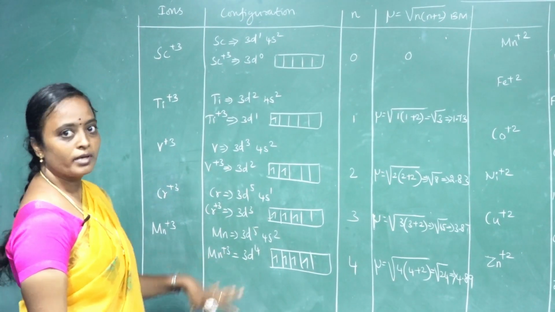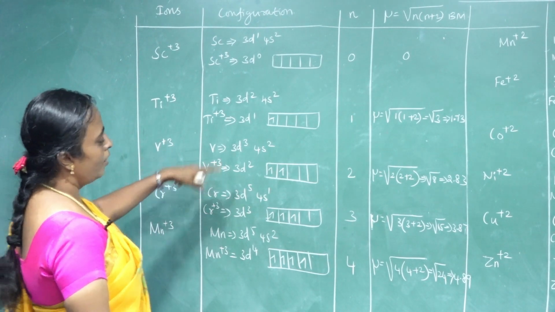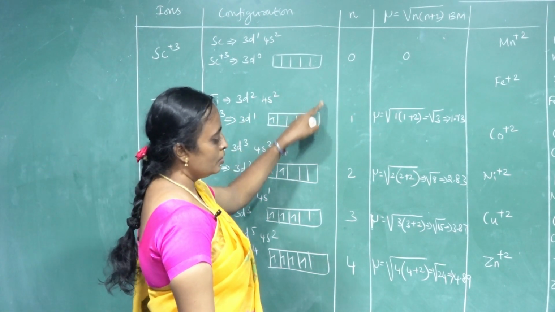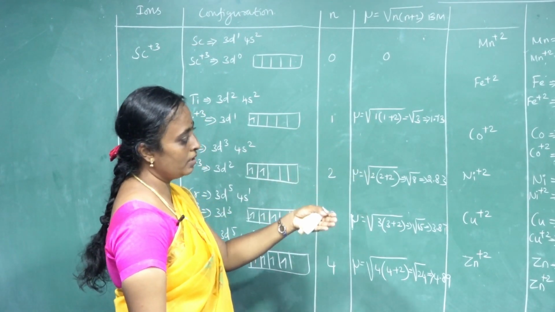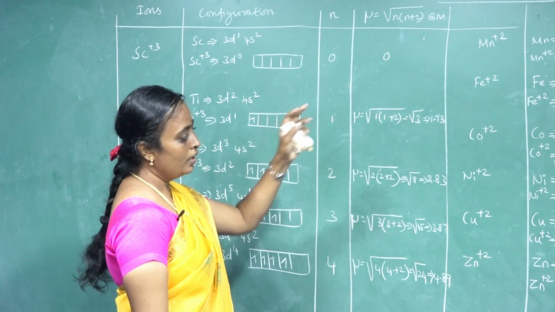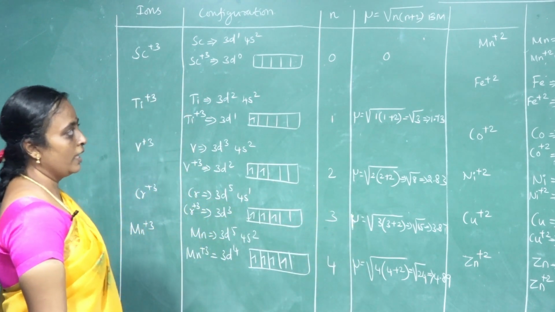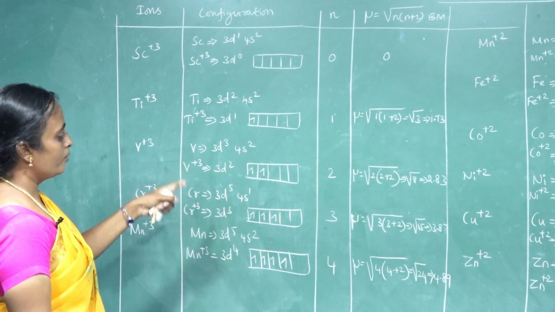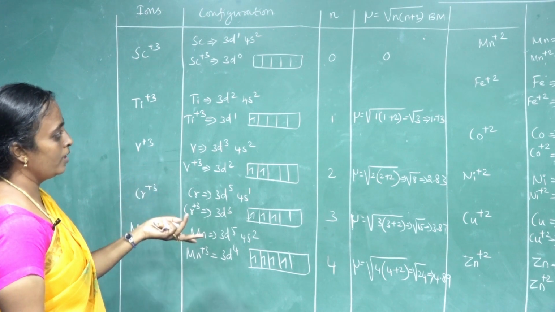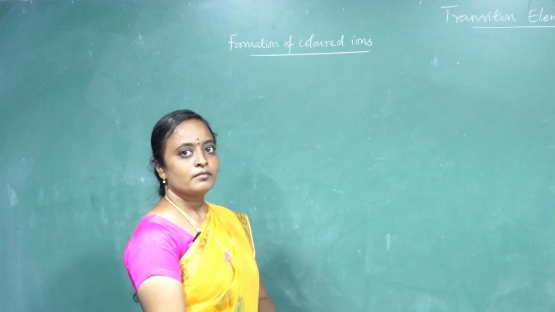If you know the number of unpaired electrons, I have given the number of unpaired electrons starting from 0, 1, 2, 3, 4, 5 and again decreasing, 4, 3, 2, 1, 0 for some of the ions I have shown. And from that you can calculate the number of unpaired electrons, whether a compound is colored, how many unpaired electrons. Based on that you can calculate the magnetic moment.